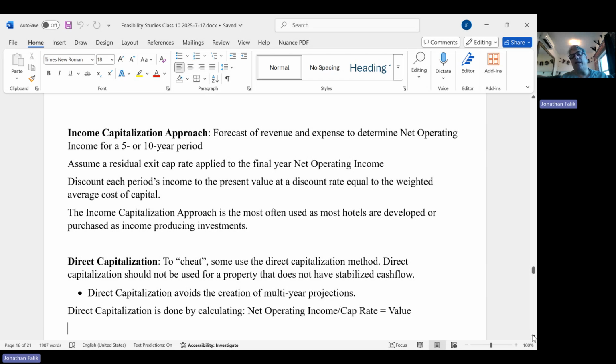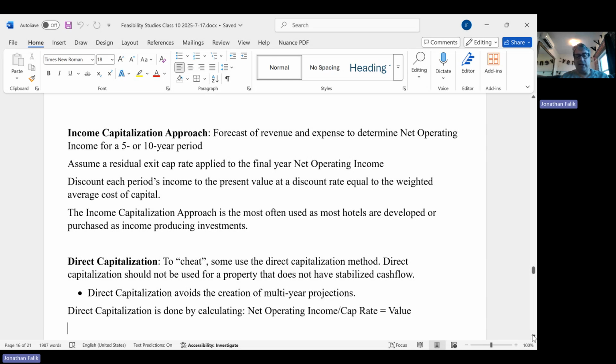Weighted average cost of capital is how much return we need on our equity invested and how much return is needed for the debt. So weighted average cost of capital is the blended cost of our capital, and that's the discount rate. Income capitalization is the most often used, the most thorough, and the best for anyone looking at income producing investments like a hotel.